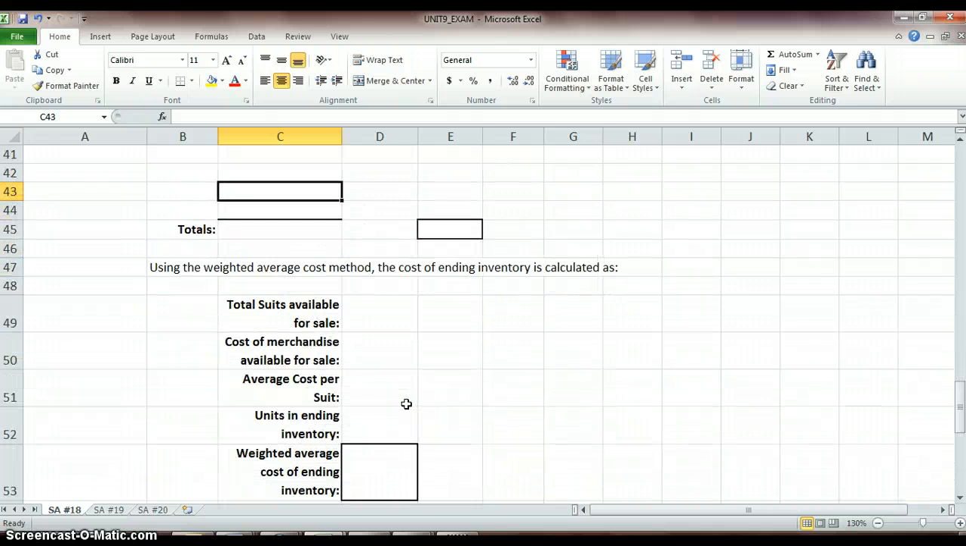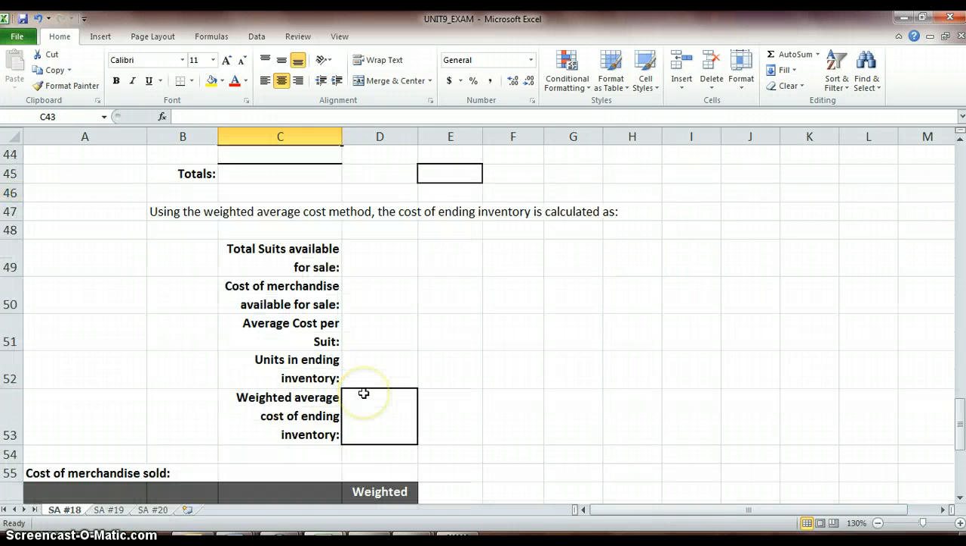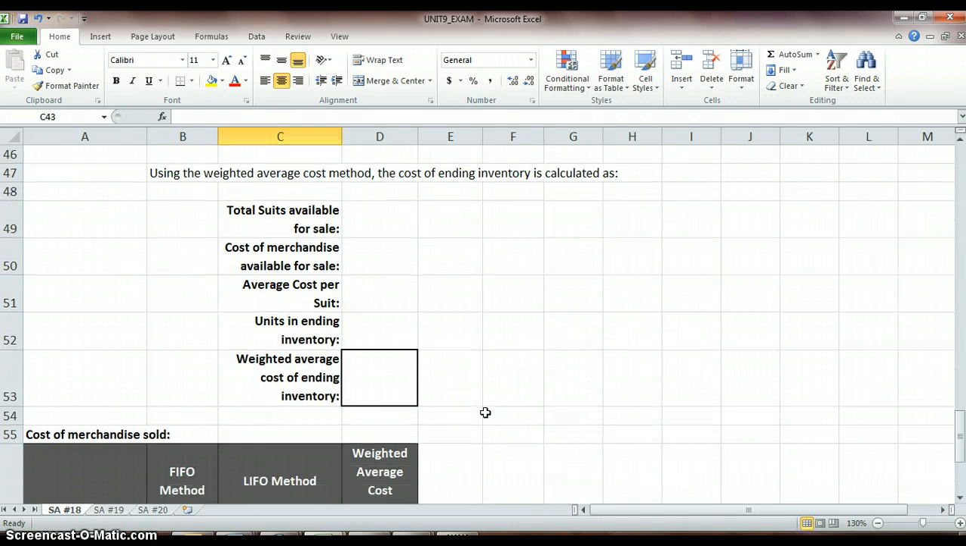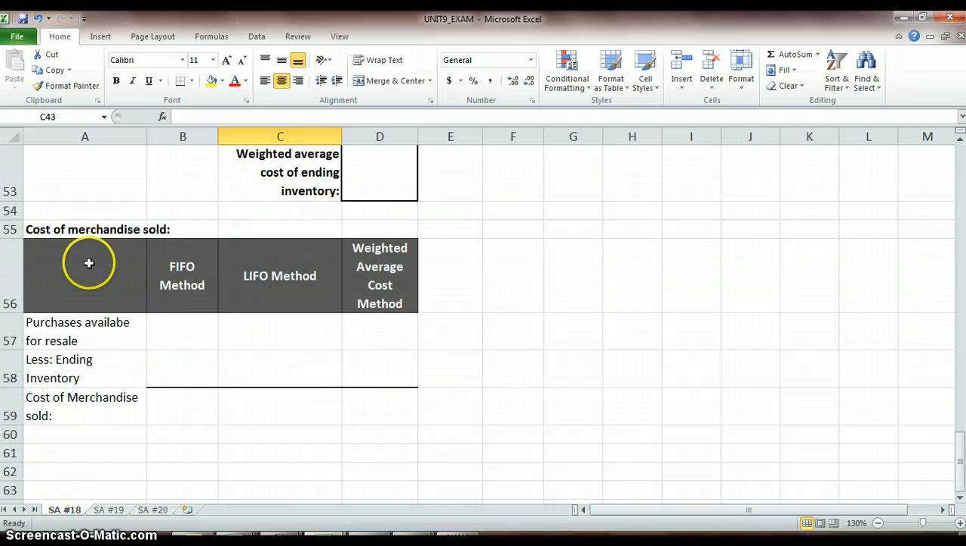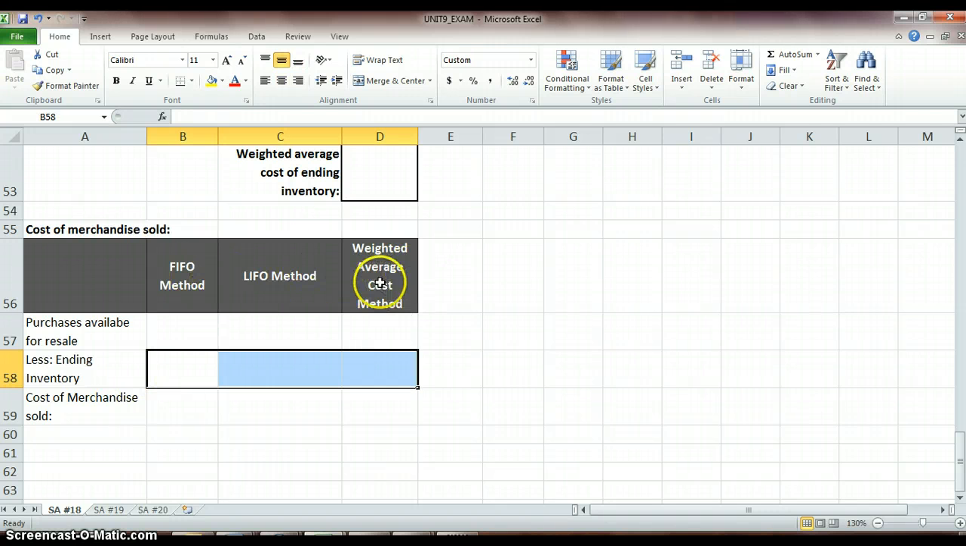And then with the weighted average cost, we're just finding the average cost per suit and taking that times the amount that we have left over to find the weighted average cost of ending inventory. If you need a refresher on that, you might want to open up your past assignment. And once we have all of those totals, we need to copy those into this ending inventory row for each of the methods.